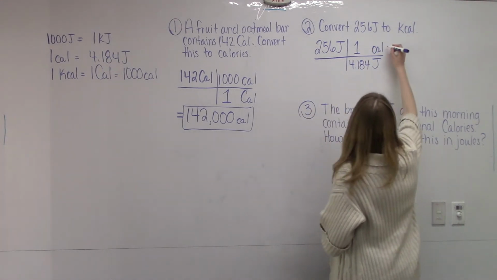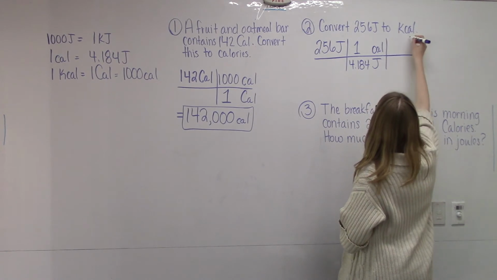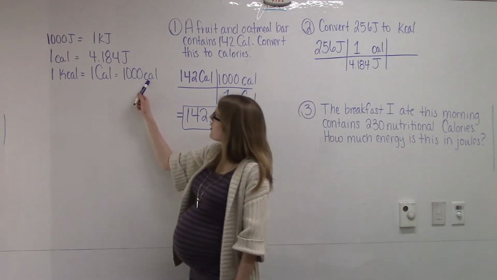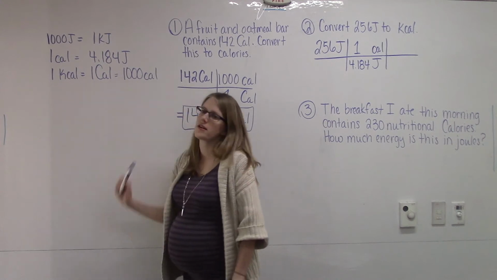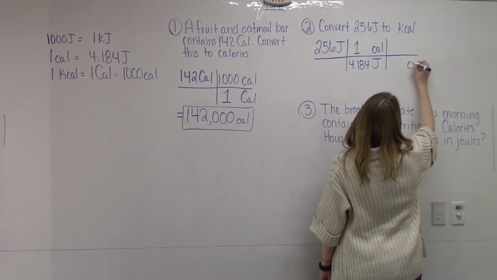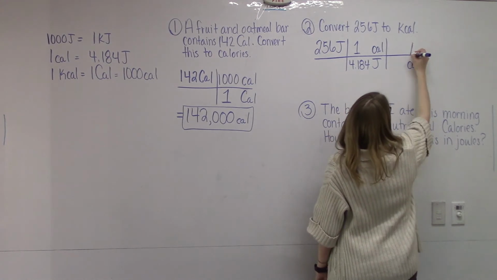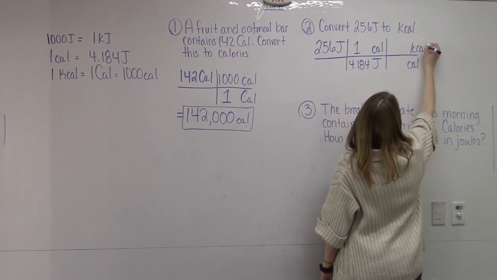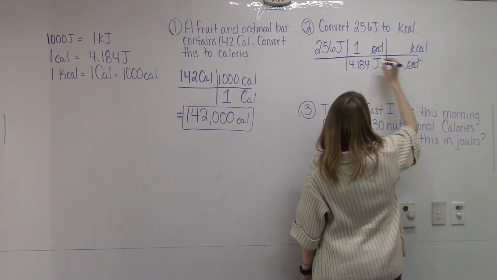Okay, but we're not done. We've got to look for kilocal. There are 1,000 calories in 1 kilocal. So calories, lowercase calories, goes on the bottom. Kilocals go on the top. Why? We've got to cancel these units.